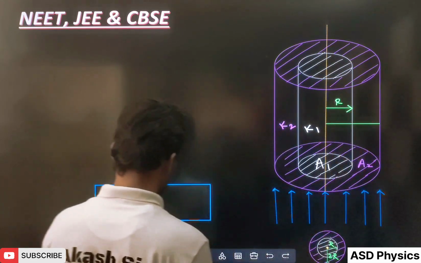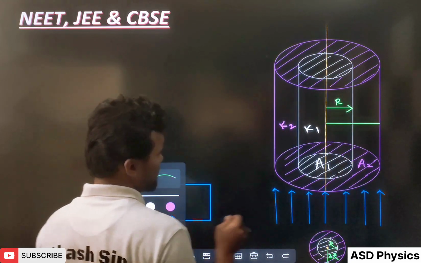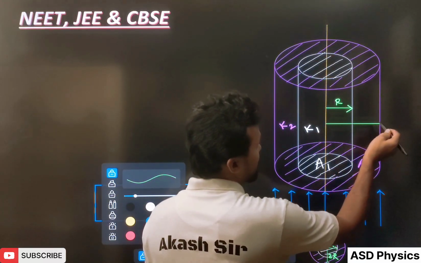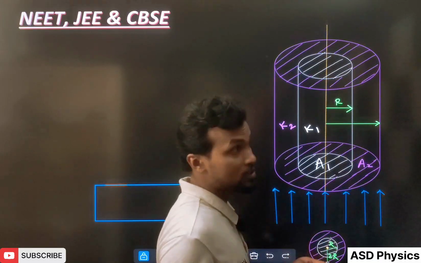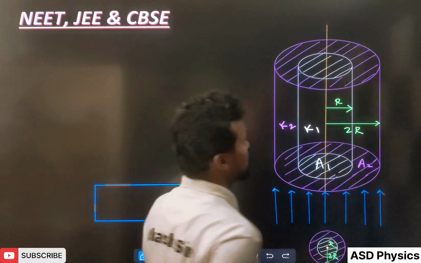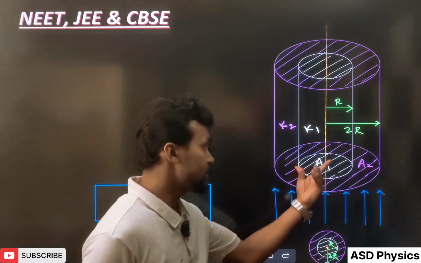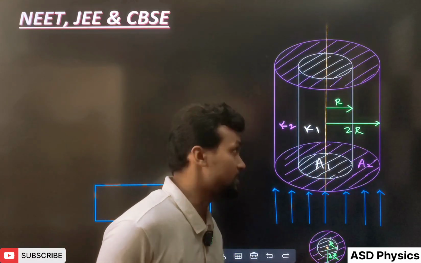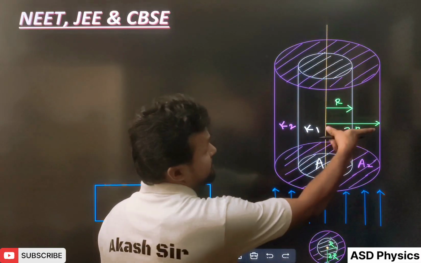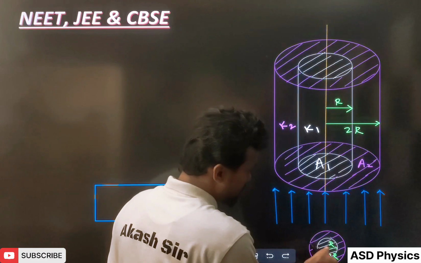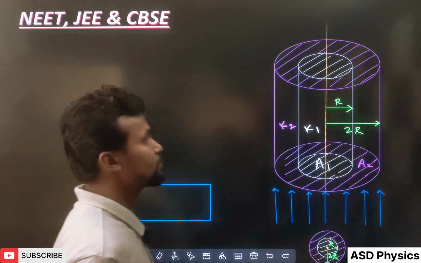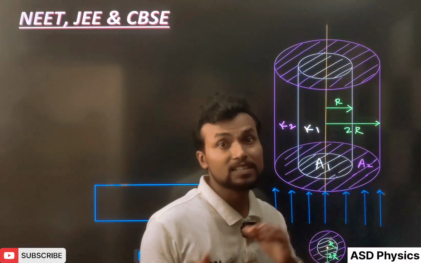According to the question, the solid inner cylinder has radius r. For the cylindrical shell, the inner radius is r and the outer radius is 2r. So the total radius from the center to the outer edge is 2r. Even if we see from this side, the cross-section will look like a circle. This inner radius is r, in white color, and the total radius is 2r.